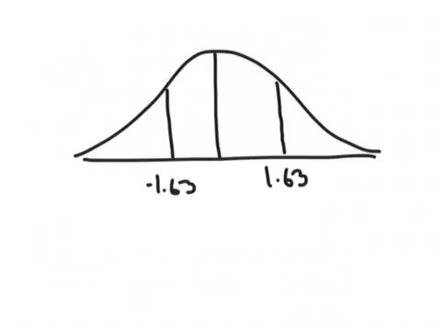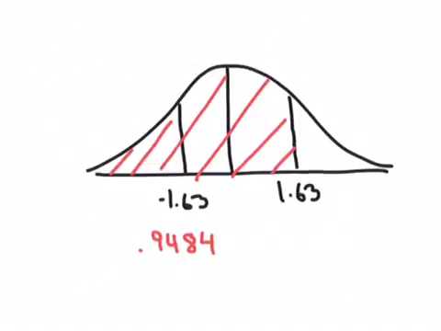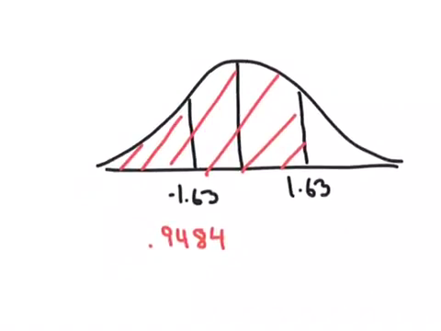Let's go to the next slide. So I go into the calculator and use second vars, and I'm going to go into normal CDF, and my lower is negative 1,000 and my upper is 1.63, and that area, all of this stuff all the way down, is going to be 0.9484. So that's that area under the curve.